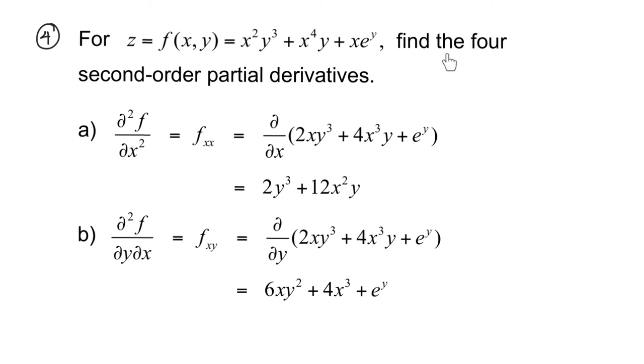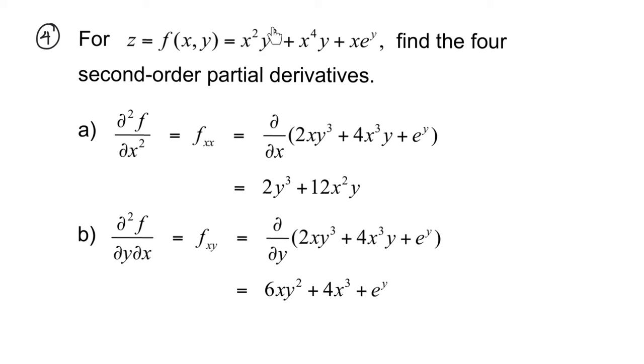In this example, we need to find the 4 second order partial derivatives. So first we will take the partial derivative with respect to x. Then again we will take the partial derivative with respect to x. So take the partial derivative of this with respect to x by treating y as a constant.